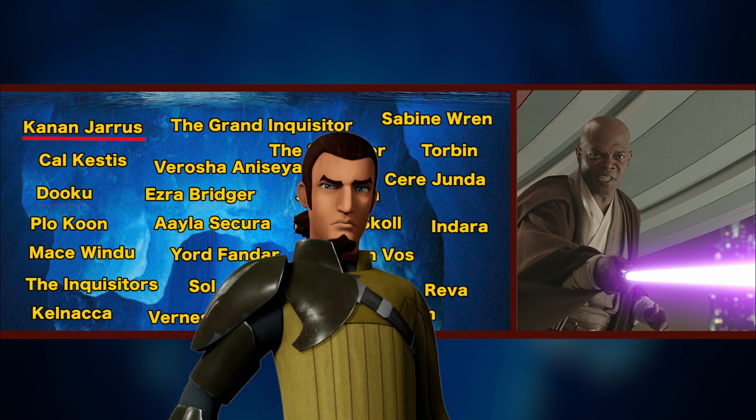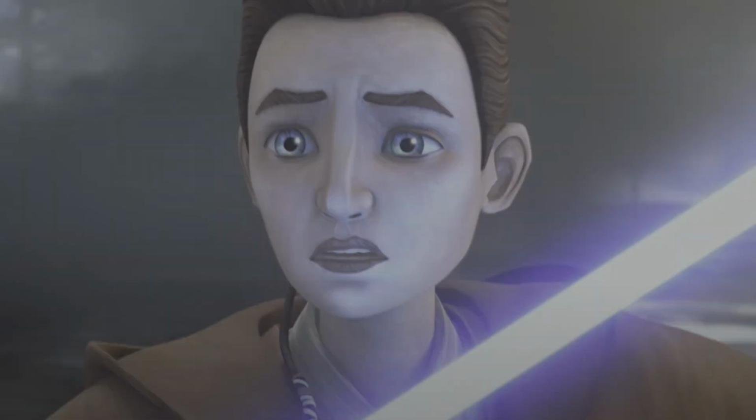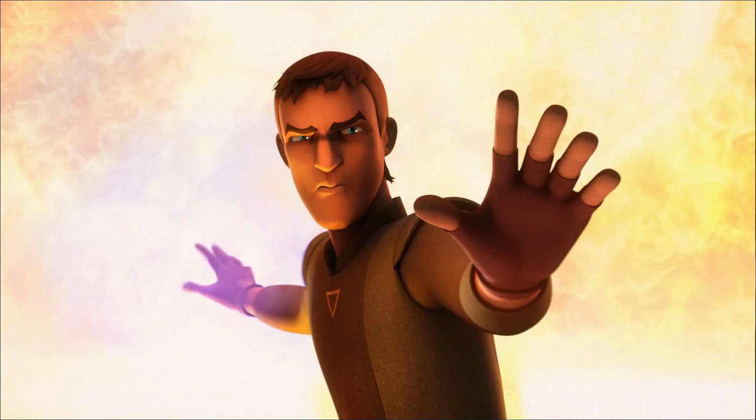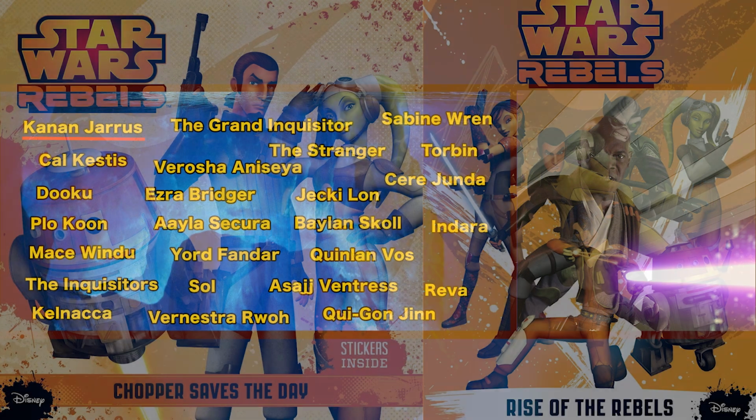So first is Kanan Jarrus. Kanan Jarrus trained as a Jedi in the Jedi Temple under the name Caleb Dume, and survived Order 66. After that he changed his name to Kanan Jarrus, and he rebelled against the Empire. He first appeared in the books Rise of the Rebels and Chopper Saves the Day.